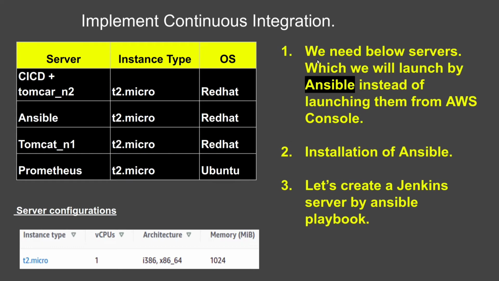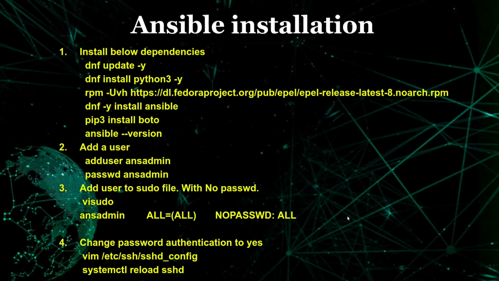Okay, so on the right hand side you can see the servers we need, which we will launch by Ansible instead of launching them from the AWS console. So first of all we will need a server, then we will install Ansible on it. Let's create a Jenkins server by Ansible playbook. So first we need an Ansible installation. Initially we don't create any Jenkins server and start writing our Jenkinsfile. No, we will be installing Ansible first. For that we must have an AWS server.